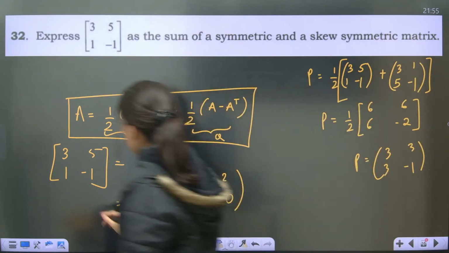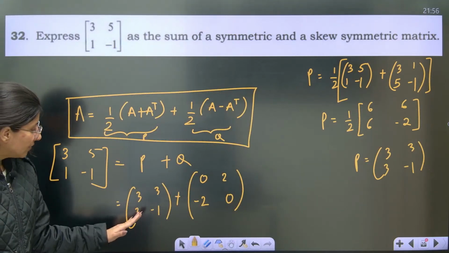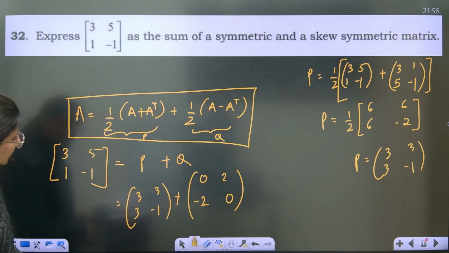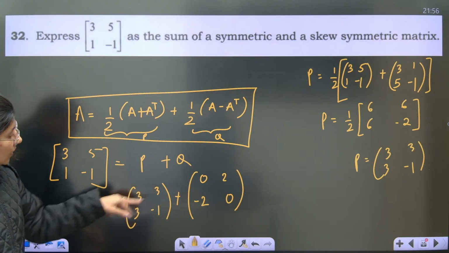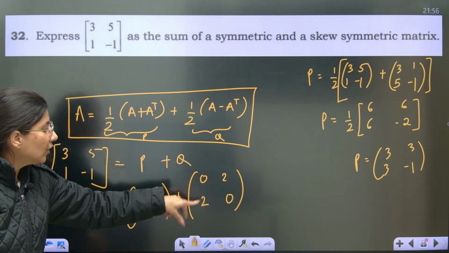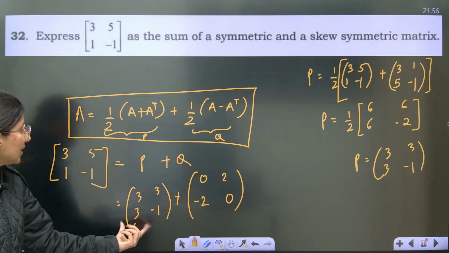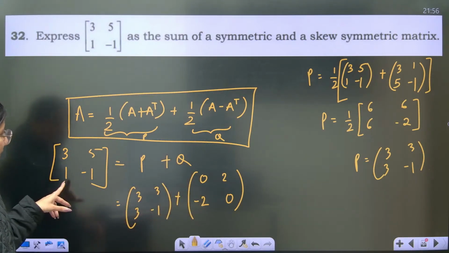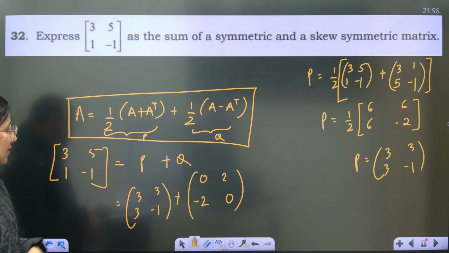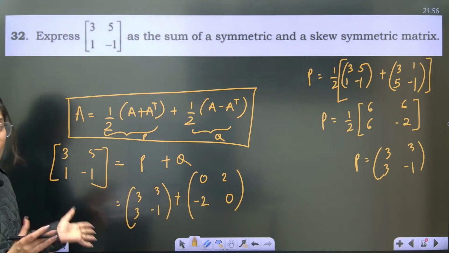Can you see this? This is your symmetric matrix, where A12 and A21 are equal. Here A12 and A21 have opposite signs and the diagonal is 0. This is skew symmetric, this is symmetric. If you add, are you getting this? 3 plus 0, 3, yes ma'am. 3 plus 2, 5, yes ma'am. 3 minus 2, 1, yes ma'am. Minus 1 plus 0, you're getting it.